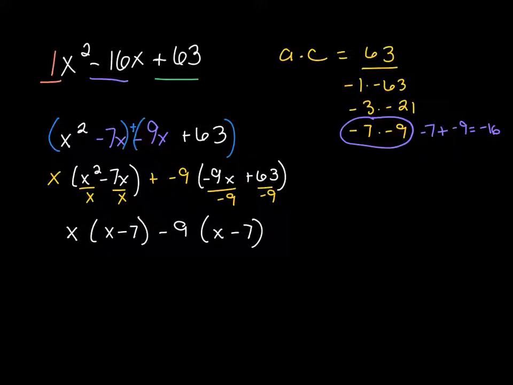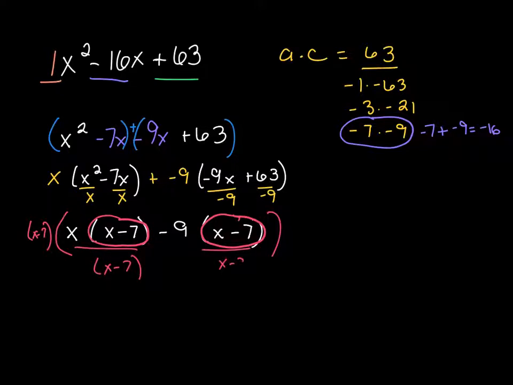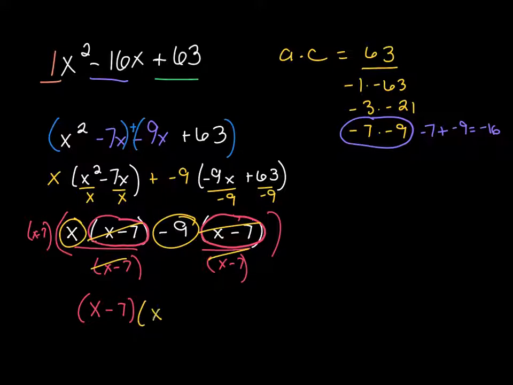So now we can see here that we have a common factor of x minus 7. So if we were to pull that out, divide both of these by x minus 7, that's going to leave you with x minus 9. So our two factors are x minus 7 and x minus 9.